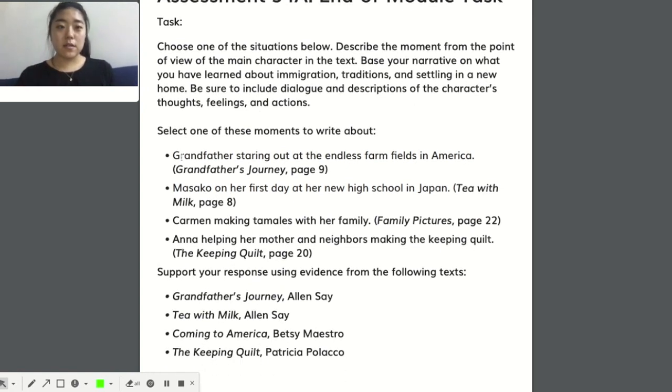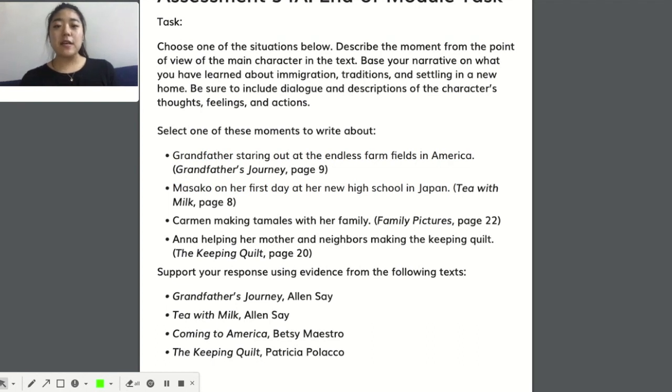The first one says, grandfather staring out at the endless farm fields in America. So you can pick grandfather, grandfather's journey, page 9. I'll have that image linked or attached to this classwork so that you can look through it and see which one you want to pick. That's when grandfather first arrives in America and he's exploring for the first time.